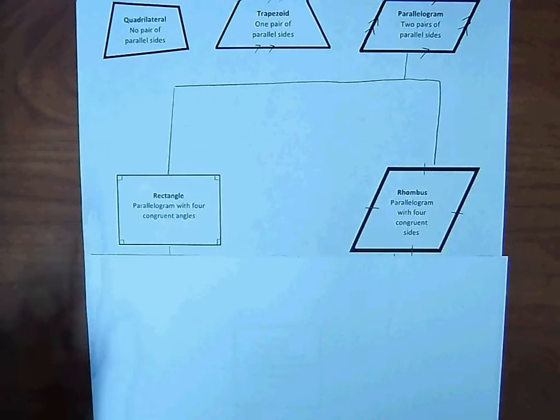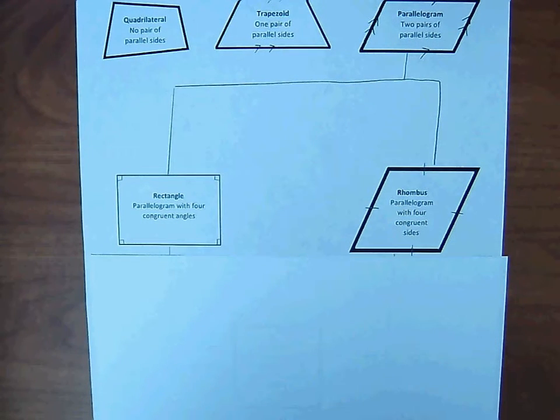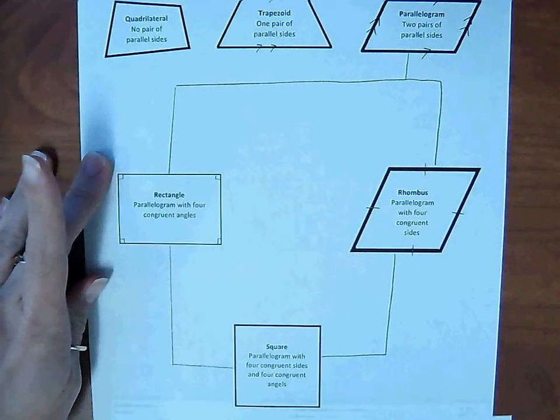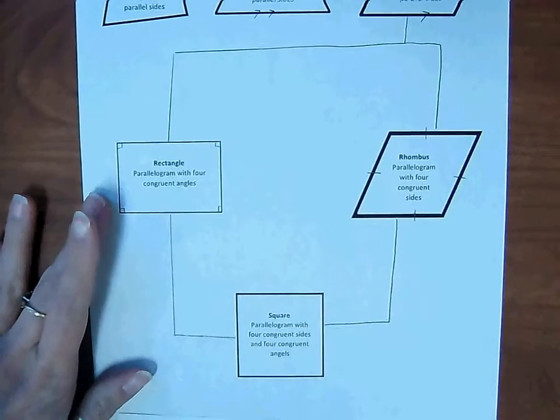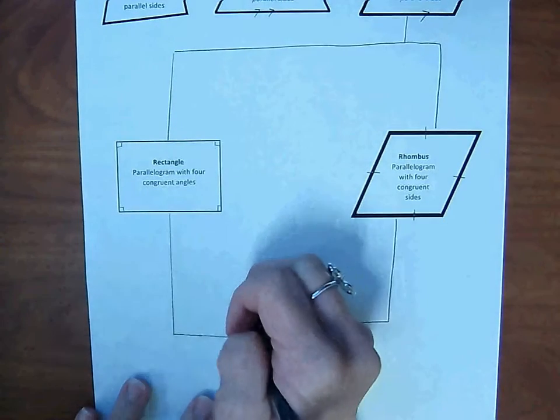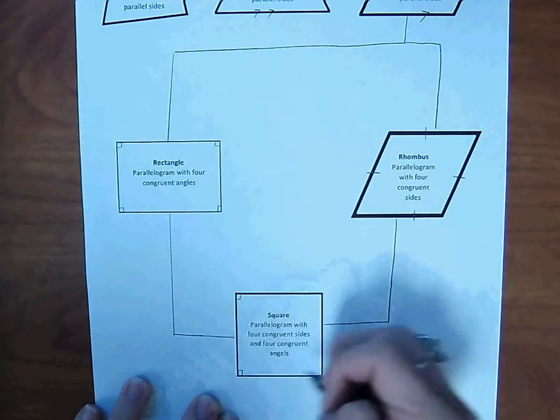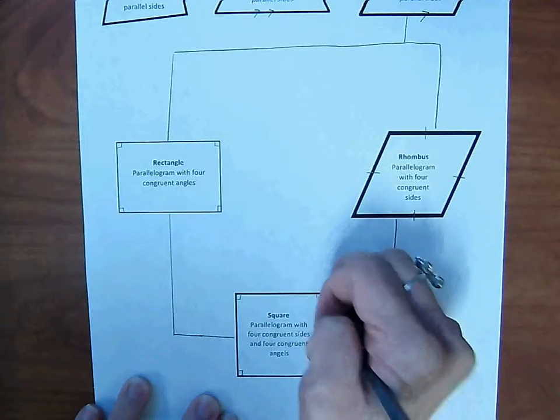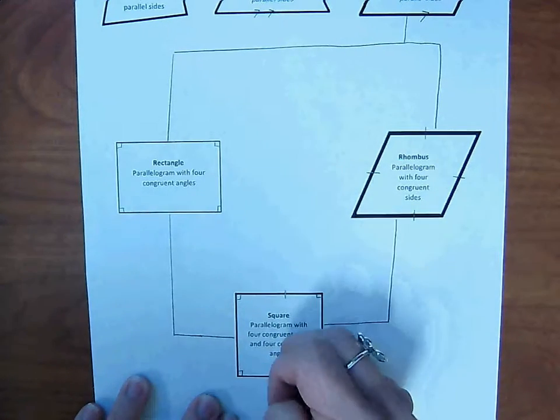Now, if we take the characteristics of a rectangle and combine it with the characteristics of a rhombus, we end up with a square. And a square is a parallelogram with four congruent sides and four congruent angles. So all of the angles are 90 degrees and all of the sides are the same.